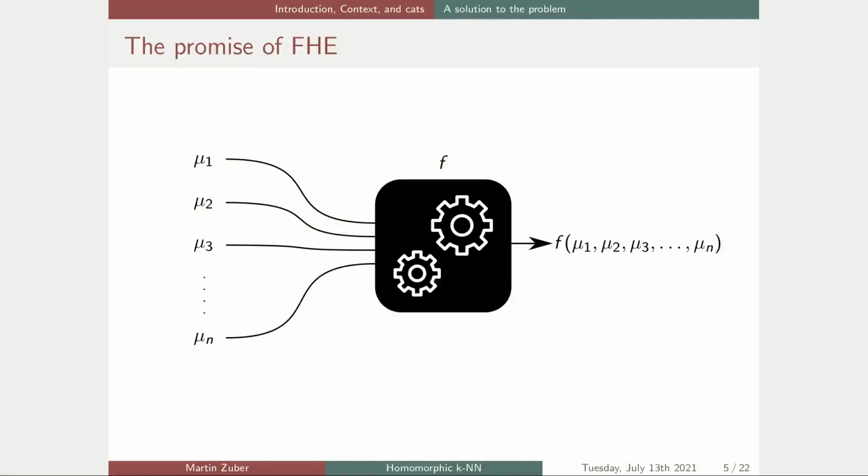One solution in the state of the art is fully homomorphic encryption, and its promise is that given a function f that is applied on a certain number of inputs, we can just encrypt those inputs with a fully homomorphic encryption scheme and just apply very easily that same function f and obtain an encryption of the result.